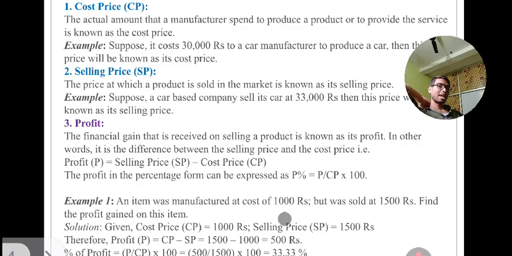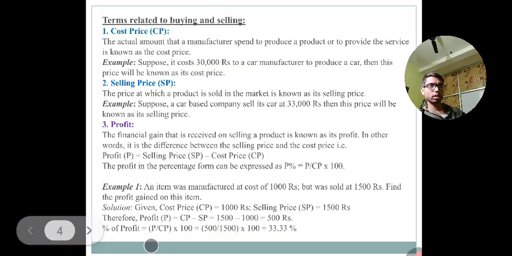So here you can see the cost price is less and the selling price is more. That's why we can say there is a profit of 500. Now find that in percentage: just P upon CP. Profit is how much? 500, and the cost price is 1500. Then multiply by 100, and you will get this much profit in percentage.